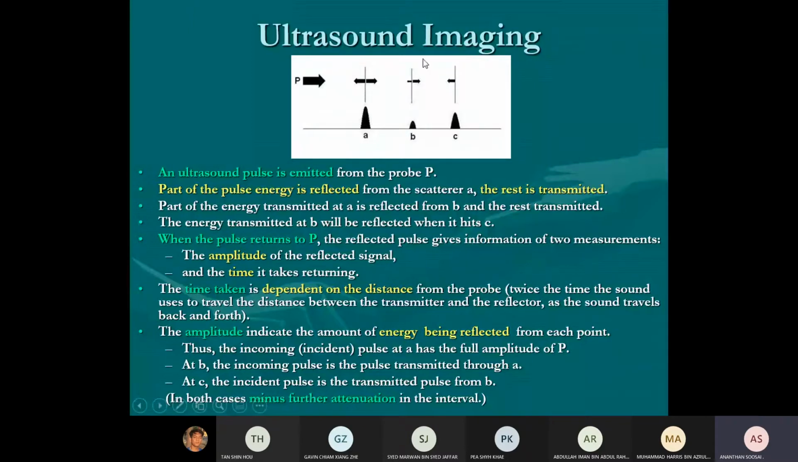Time tells how deep the border is. So the time taken depends on the distance, how far, how deep. The amplitude indicates the amount of energy being reflected from each point. So this is the idea: the two factors are the amplitude and time. The doctor will check the amplitude and the time, and by checking them you will get to know what type of tissue is there.